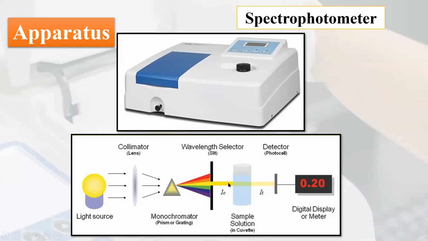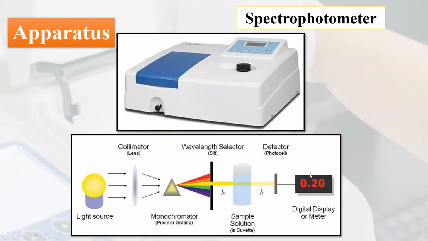Then absorption, transmission, and emission will take place. The emitted light will come and fall on the detector. Then the detector will give the reading. That is nothing but what we take in terms of OD, optical density, or in terms of absorption. So this is the phenomenon that takes place.